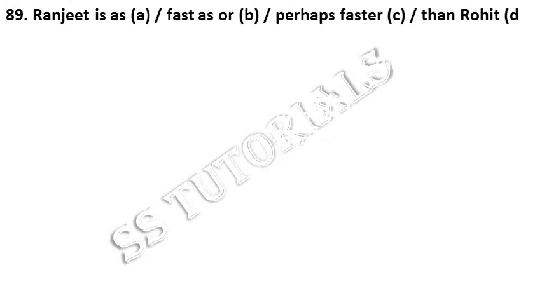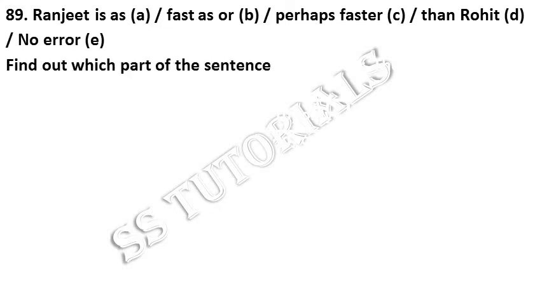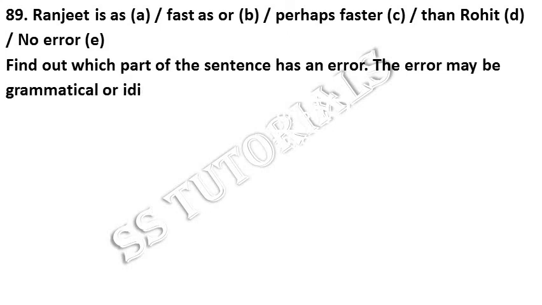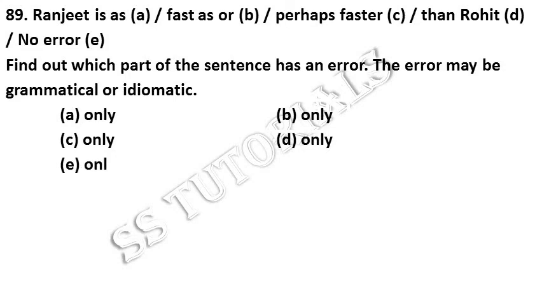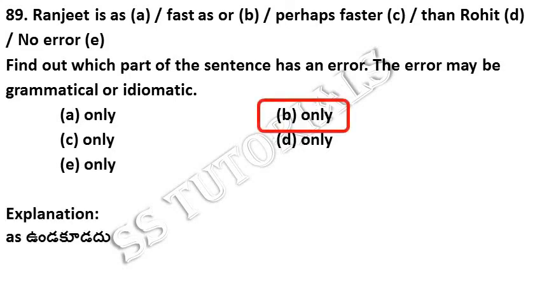Ranjit is as fast as or perhaps faster than Rohit. No error. Find out which part of the sentence has an error. Answer: B only.